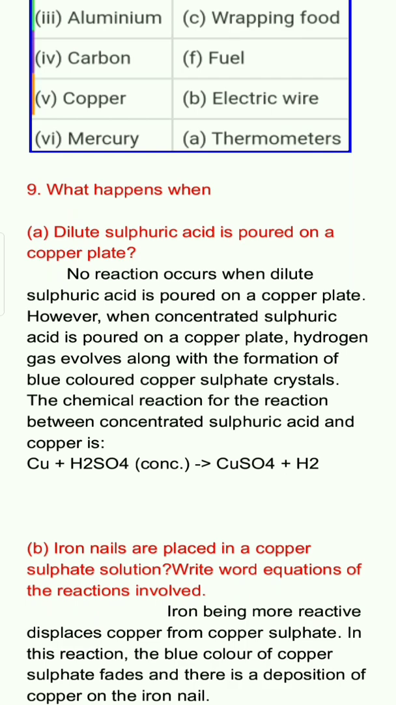gives CuSO4 plus H2. Cu is copper, okay? H2SO4 is sulfuric acid, concentrated sulfuric acid gives CuSO4, which is copper sulfate, plus H2, which is hydrogen gas.